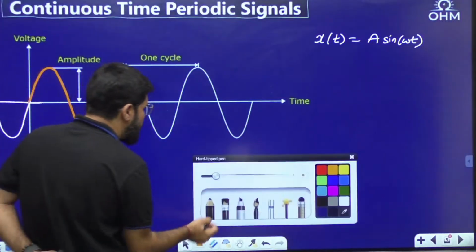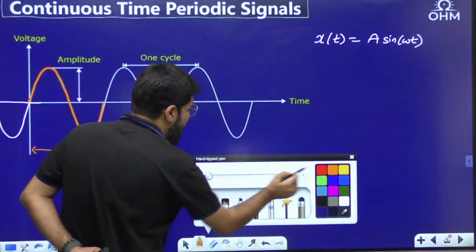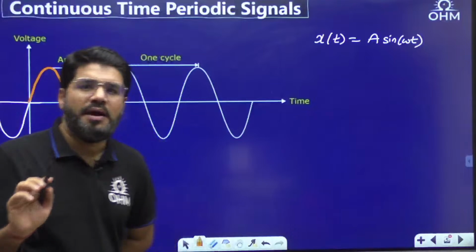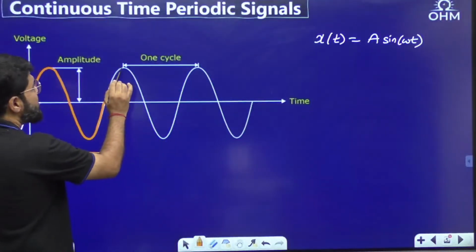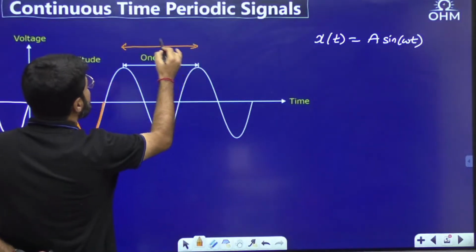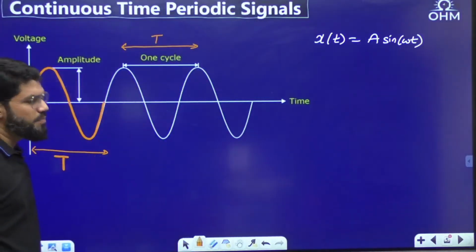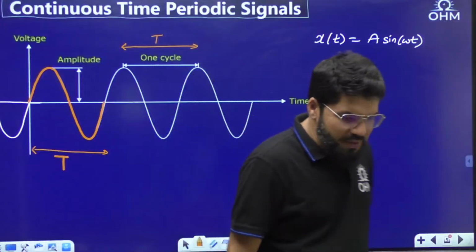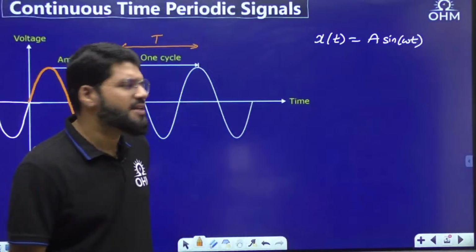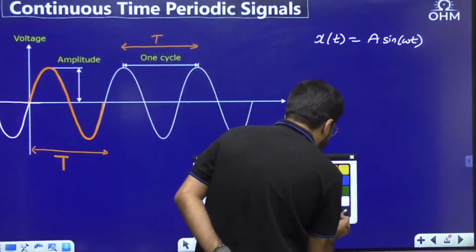Now the time period could be measured from anywhere. The time between any two similar points can be marked as the time period. Like here, this is one maxima to the next consecutive maxima. This is also known as the time period. For a sinusoidal waveform, I hope you are aware, it is 2 pi by omega. It's a very simple calculation if you want to understand it.